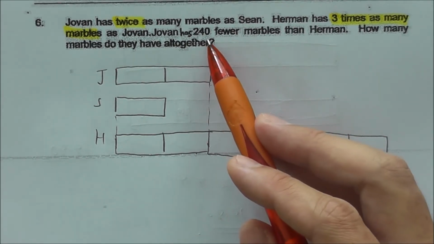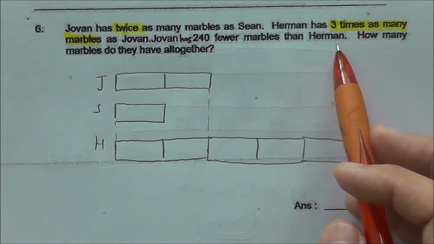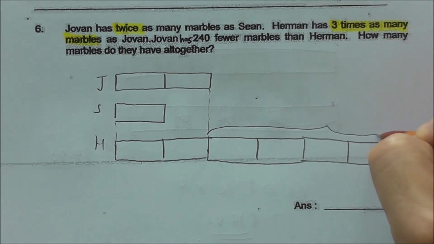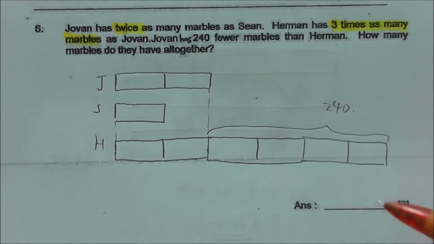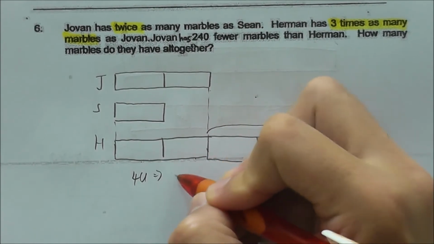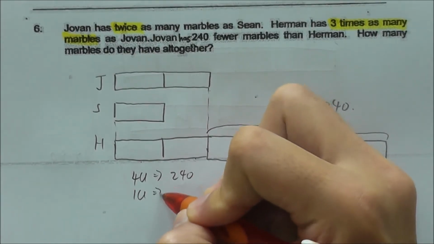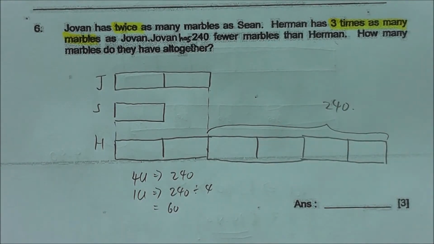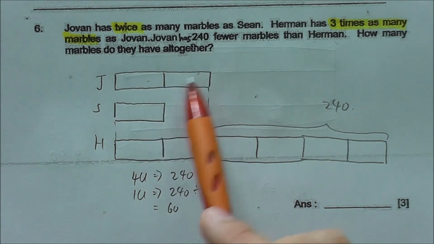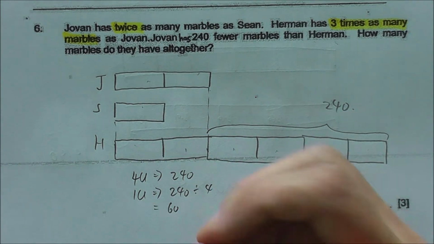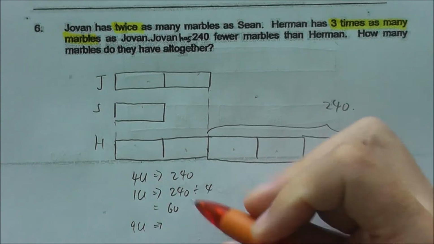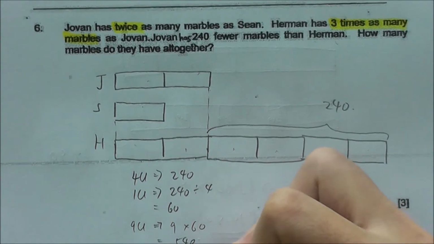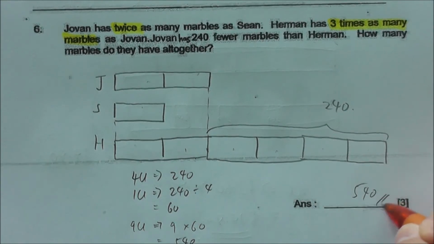So Jovan had 240 fewer marbles than Herman. If you compare Herman and Jovan, the difference is 240. So 4 units is 240. So 1 unit will be 240 divided by 4, which is 60. Altogether, how many units do they have? 1, 2, 3, 4, 5, 6, 7, 8, 9. So 9 units would be 9 times 60. That will give us 540. That's the answer.